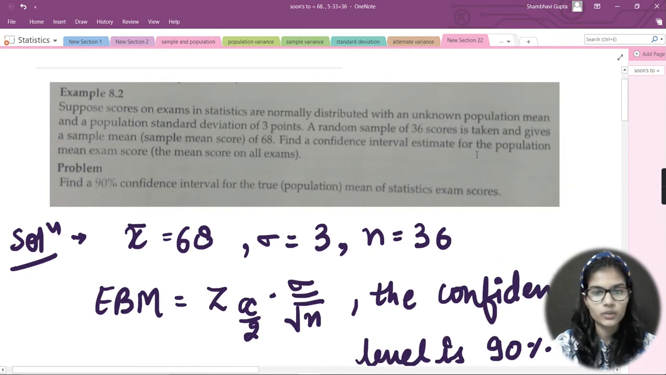Now, this was the question we had taken: suppose scores on exams in statistics are normally distributed with an unknown population mean and a population standard deviation of 3 points. In this question, we were given the mean, the standard deviation, and the sample size. We simply need to find the confidence interval. For that, we had previously seen the steps, so we did that here.